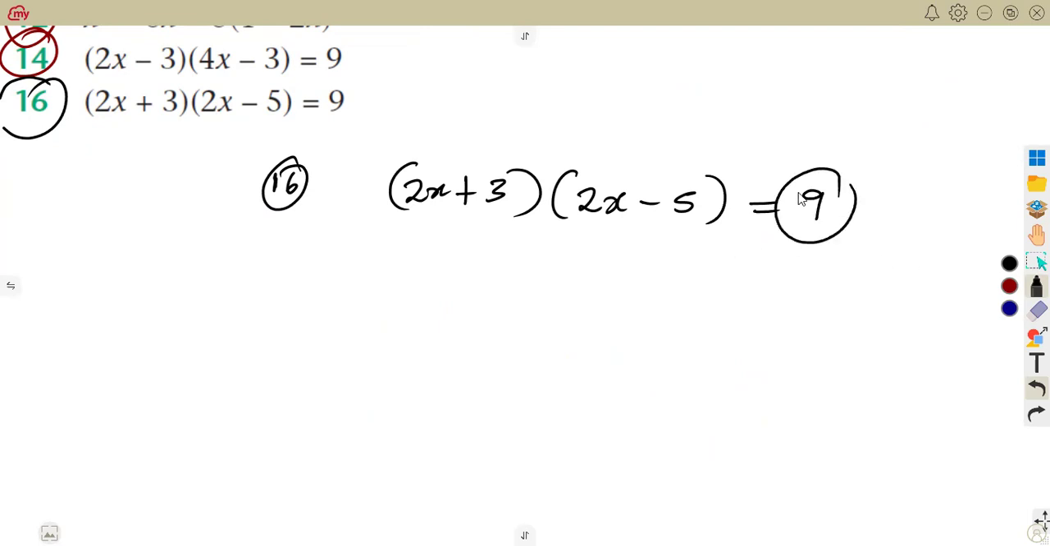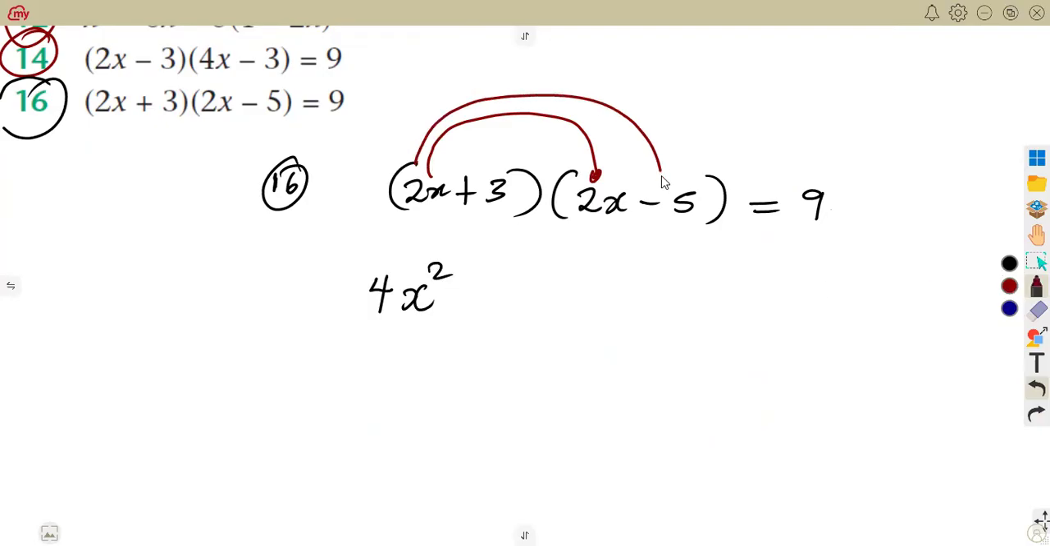So you can see that there's a number there, which is 9. So there's a need for you to expand brackets. Otherwise, we could have just equated to 0 if there was a 0 there. So we are forced by the FOIL method: 2x multiplied by 2x gives us 4x squared. 2x multiplies the negative 5, that is going to give us negative 10x.